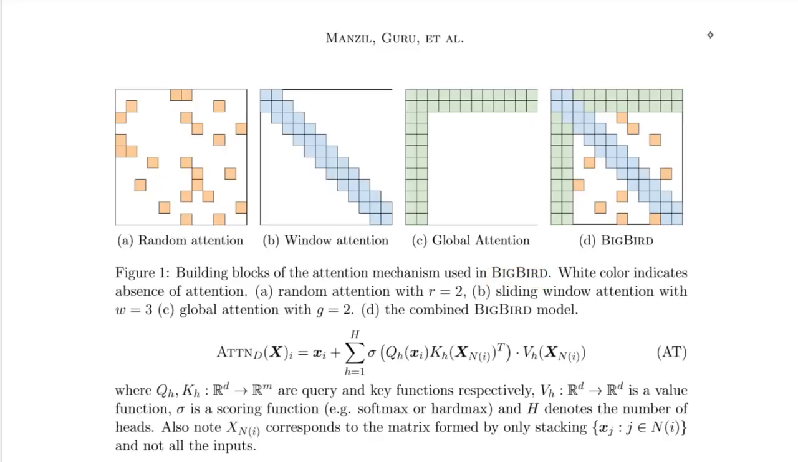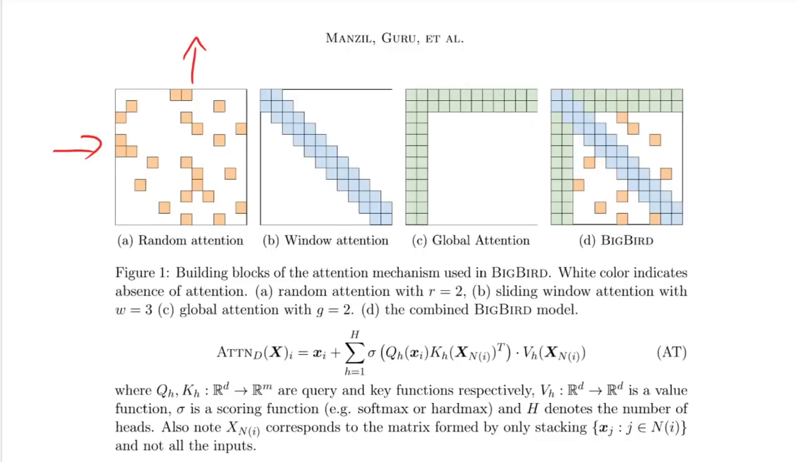But BigBird basically has 3 different types of attention, and here these are adjacency matrices of this attention mechanism. So here is the input layer, and the output layer is right here.